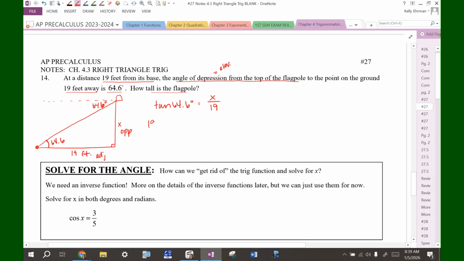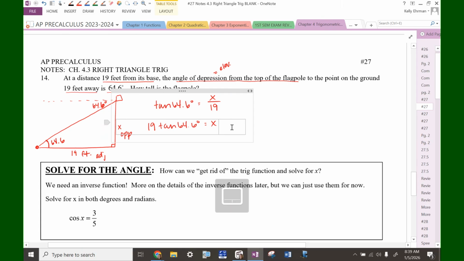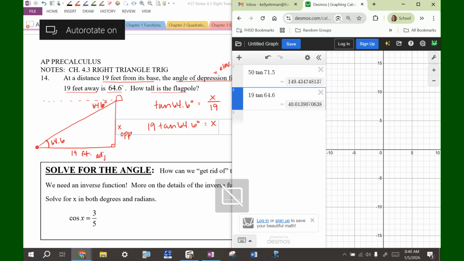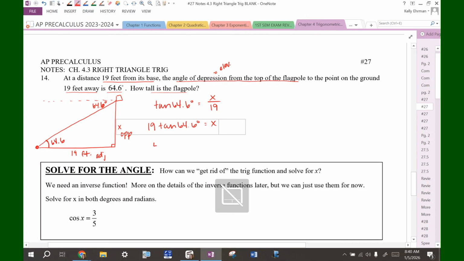I'm going to multiply the 19 over here, and then I'm going to plug this in. So 19 times the tangent of 64.6 is 40 point, this would round to 0.14. And again, I'm labeling that in feet because that's what the other dimension was given in.